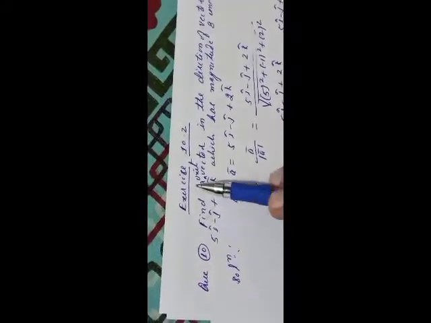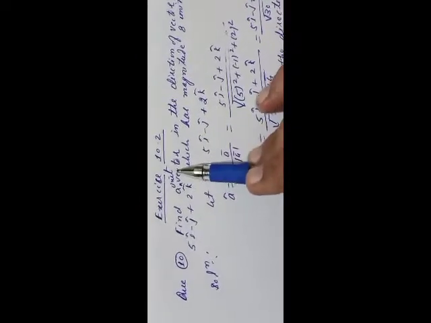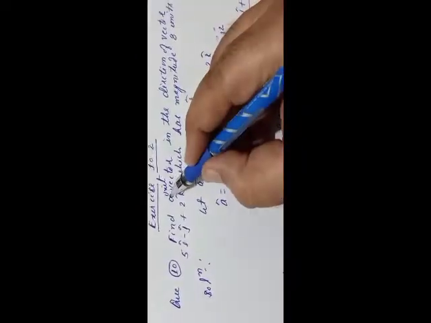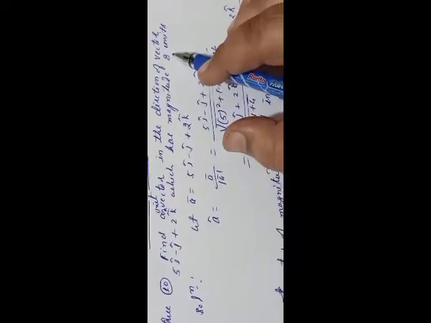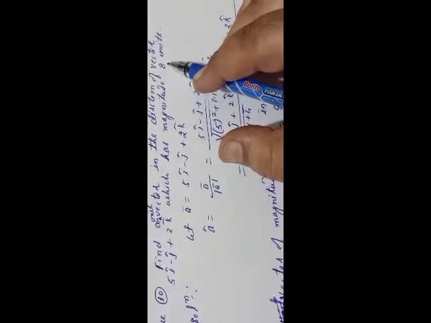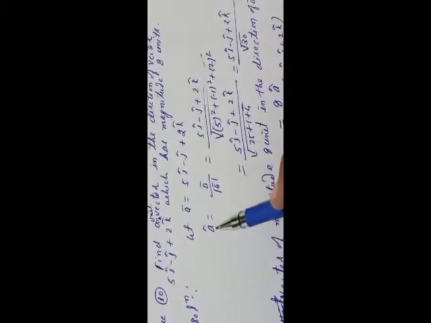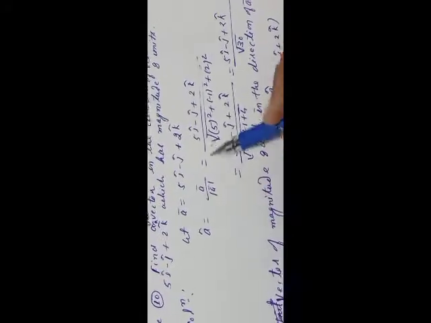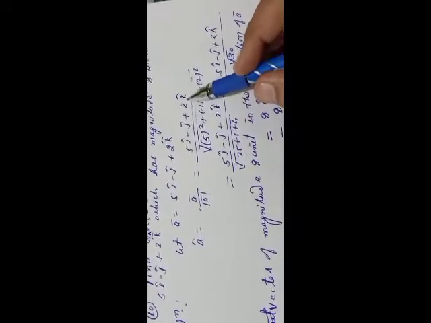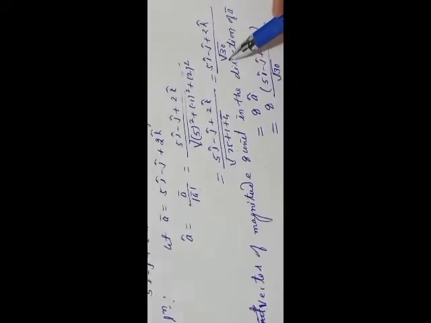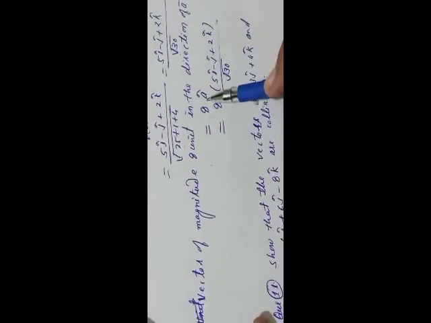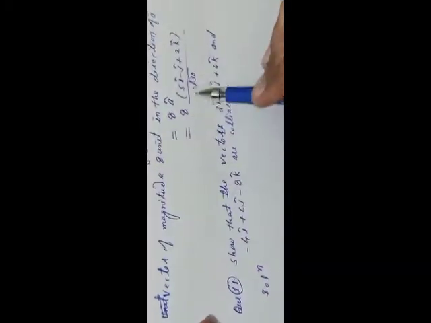Now we are doing exercise 10.2. Find a unit vector in the direction of this vector, which has magnitude 8 units. We know that a unit vector has magnitude 1. So first of all, we'll find the unit vector in the direction of A. So it is A upon mod A, 5i minus j plus 2k upon root 5 squared plus 1 squared plus 2 squared. It is root 30. But he is saying a vector of magnitude 8 units in the direction of A. So 8 into unit vector A. So multiply this resultant vector, that is the unit vector, by 8.